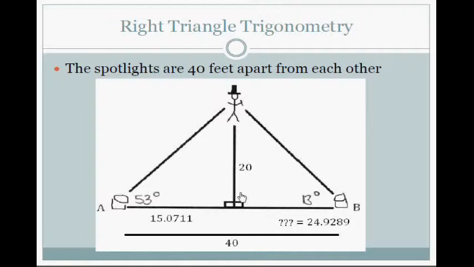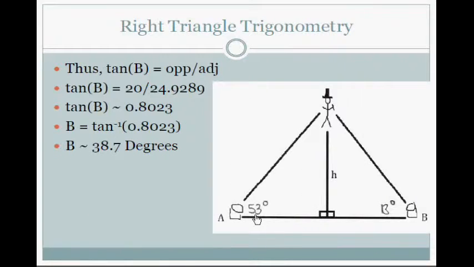So now we still have this height of 20, and we know that this side, which is adjacent to angle B, is about 24.93. So that being said, we now have another trig ratio that we need to solve for, but we have the opposite side and the adjacent side. In this case, all we have to do is find the angle. So again, using our SOHCAHTOA mnemonic, we know that opposite and adjacent relates back to the tangent function.